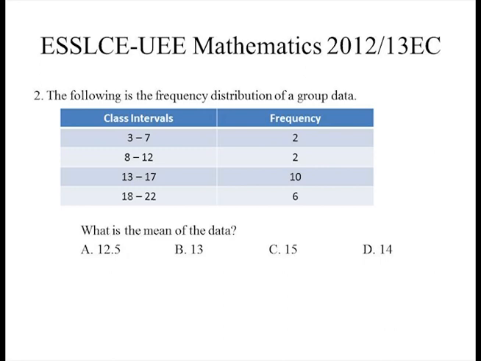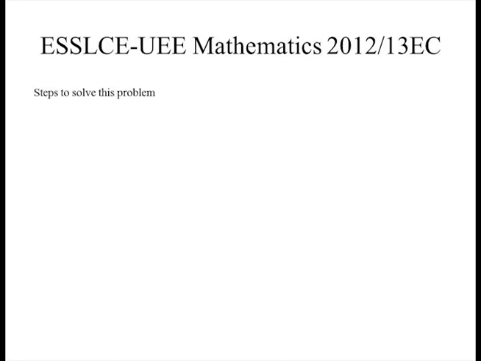Question number 2. The following is the frequency distribution of grouped data. Class interval, frequency: 3 up to 7 with the frequency 2, 8 up to 12 with the frequency 2, 13 up to 17 with the frequency 10, 18 up to 22 with the frequency 6. What is the mean of the data? The following are the steps to solve this problem.